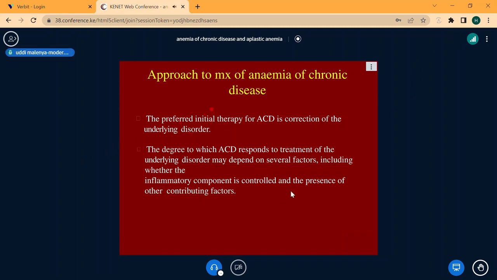So for you to be able to manage anemia of chronic disease, you must manage the underlying disorder. For example, if a patient has rheumatoid arthritis or SLE, then you need to first of all manage the SLE or rheumatoid arthritis for you to be able to manage the anemia of chronic disease that is brought by either rheumatoid arthritis or SLE. If a patient has chronic kidney disease, you don't manage only the anemia. You manage the chronic kidney disease, then automatically you're going to ensure that you manage the anemia.